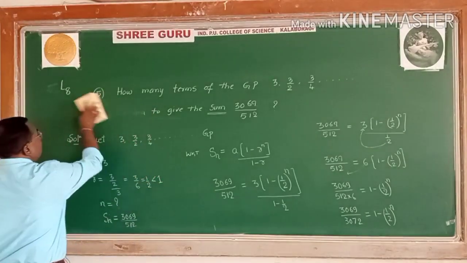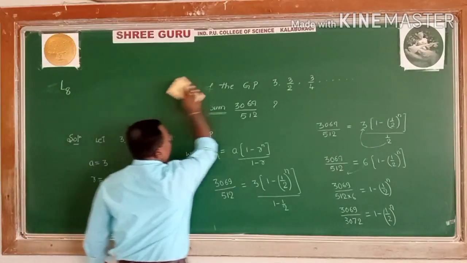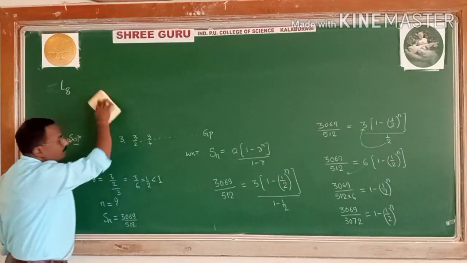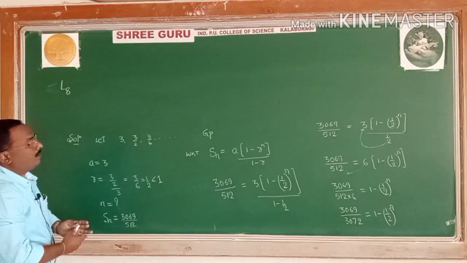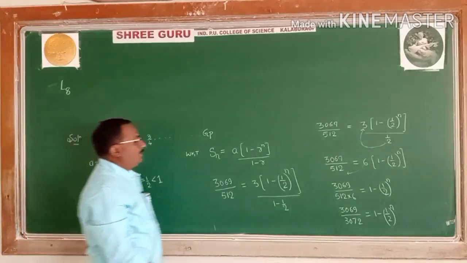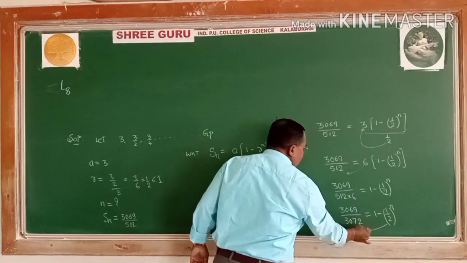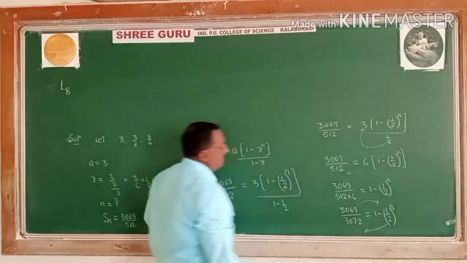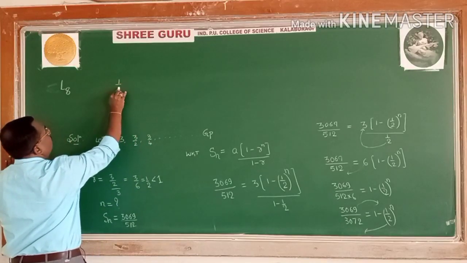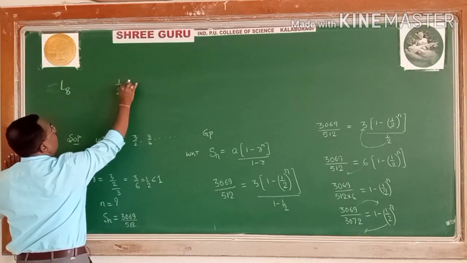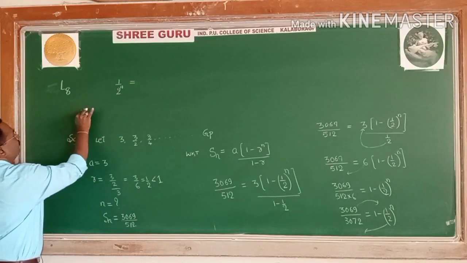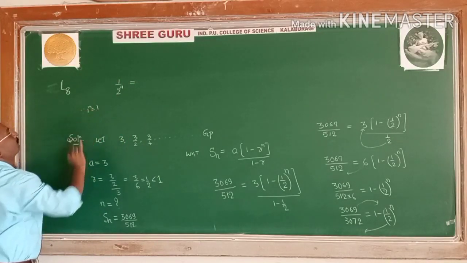Next it is, that is 1 by 2, take left, this take right, this take left, this take right, minus becomes plus. 1 by 2, 1 to the power n is what? 1, because 1 to the power n is 1. Understood?